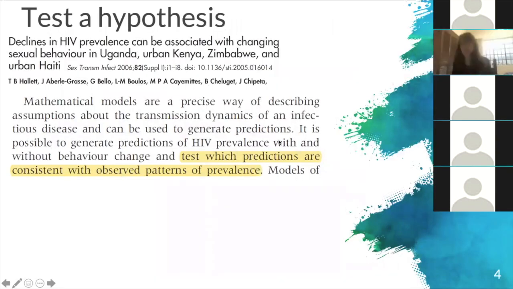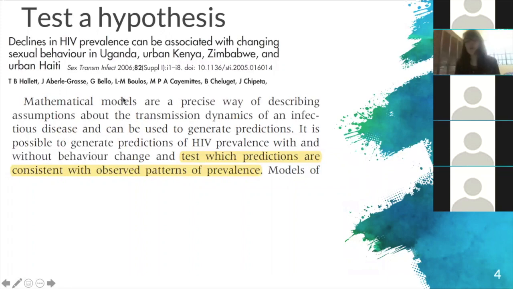Now I'll move on to the second objective of mathematical modeling, which can be described as testing a hypothesis. And so one of the important questions that have been tested with mathematical modeling is the reason behind the decline in prevalence observed in some very highly affected sub-Saharan African countries, such as Uganda and Zimbabwe.